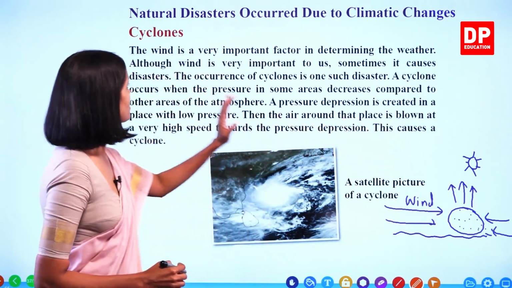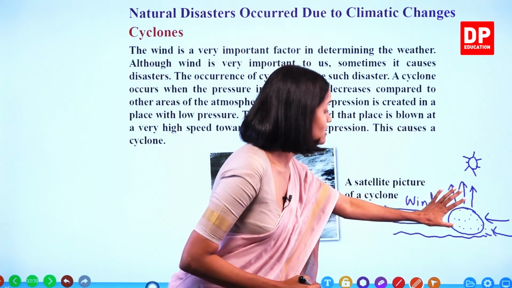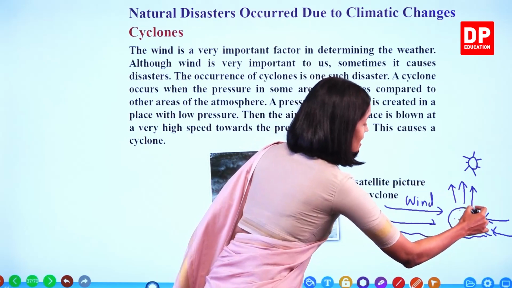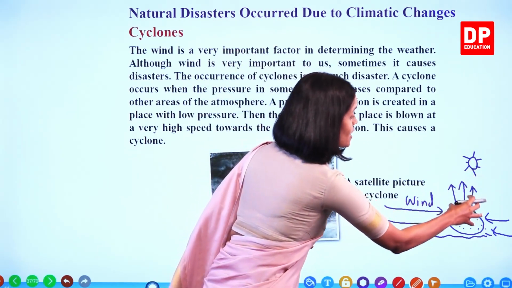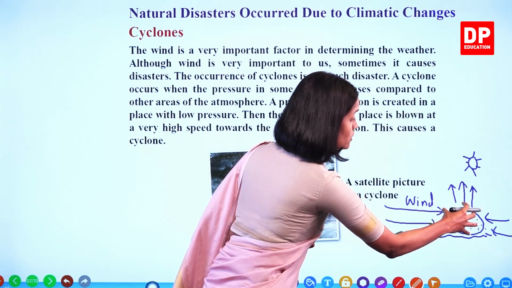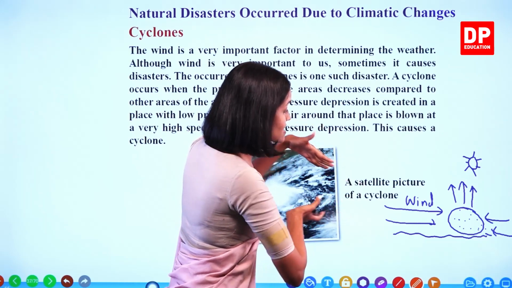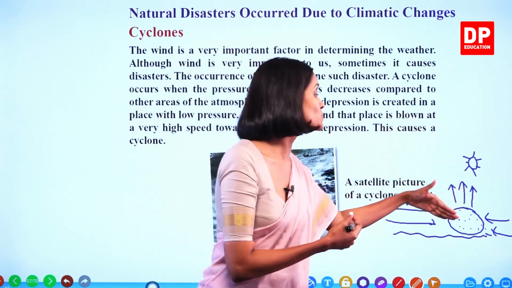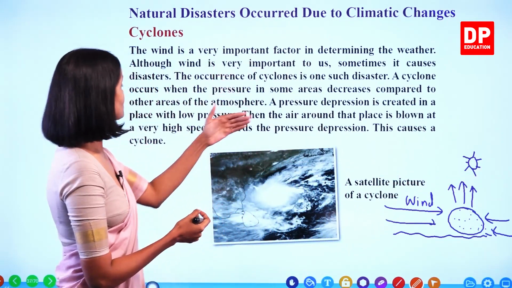Okay, children? Now, what is a cyclone, children? Sometimes, because of many other reasons, the air pressure reduces too much, right? The air pressure of a certain zone reduces too much, and then what happens, children? The other surrounding air flows at very high speed, and this is known as a cyclone. Okay, children? We'll go through this.